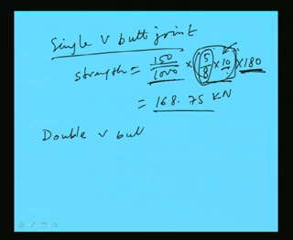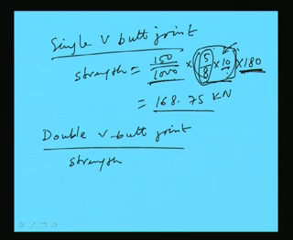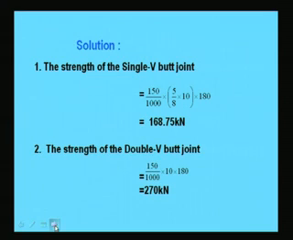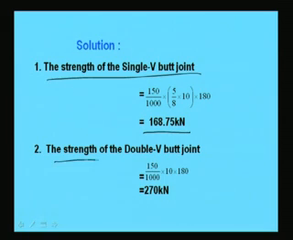For double V butt joint, similarly, we can calculate the strength. Strength will be permissible stress into the thickness of the thinner part, that is 10. For double V butt joint, complete penetration will happen, so thickness will be equal to the thickness of the thinner plate, into 180. From this we can find 270 kilonewton. In this way, we find the strength of the single V butt joint as 168.75 kilonewton and the strength of the double V butt joint as 270 kilonewton.